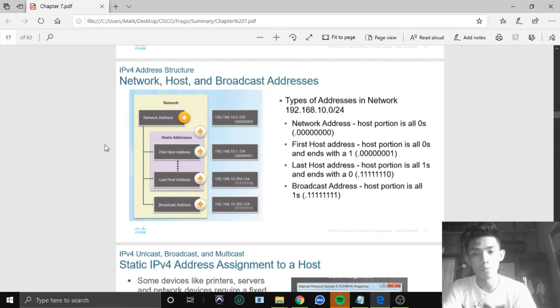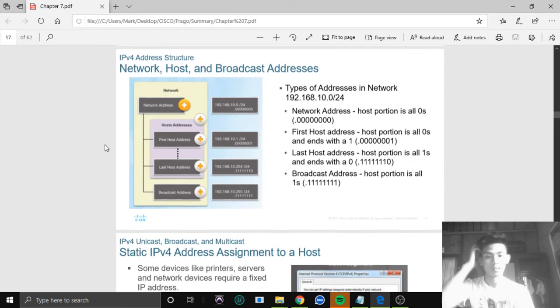Network, host and broadcast addresses. Types of addresses in a network: for 192.168.10.0/24, we have the network address, first host address, last host address, and broadcast address.